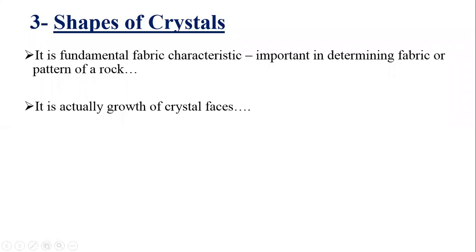Shape of crystal is a fundamental fabric characteristic. It is important in determining the fabric or pattern of a rock. It is actually the growth of crystal faces. Shape of crystal refers to the growth of crystal faces. And as we have discussed in our previous lecture, fabric is affected by two major factors: one is the shape of crystal while another is the mutual arrangement of the crystals. So shape of crystal is the basic fabric characteristic, and it is important in determining or affecting the fabric or pattern of rock.